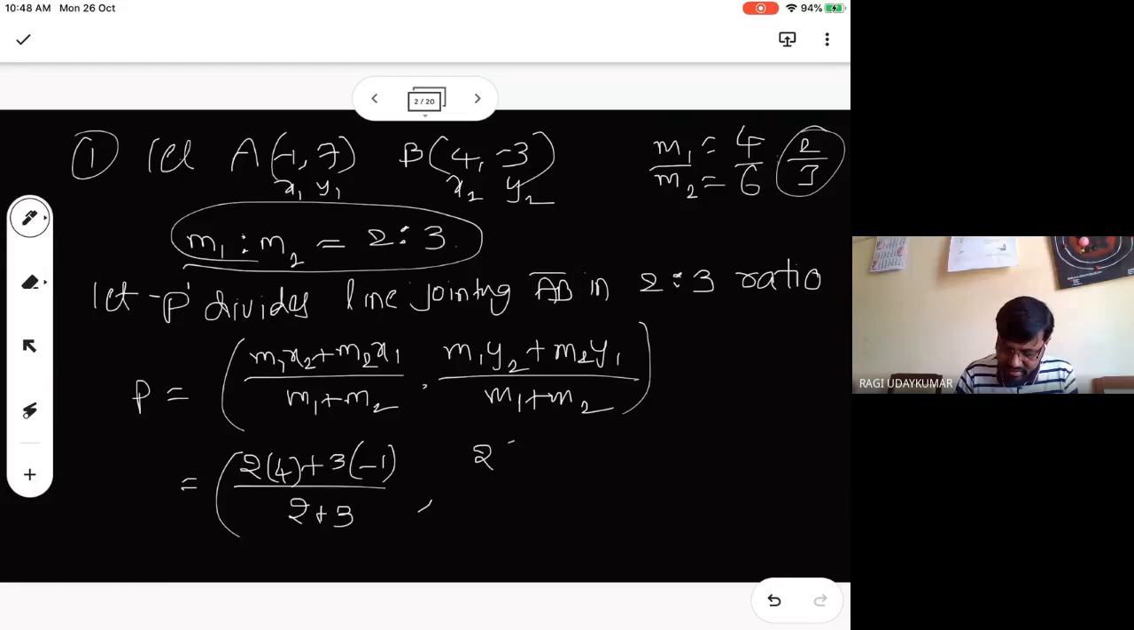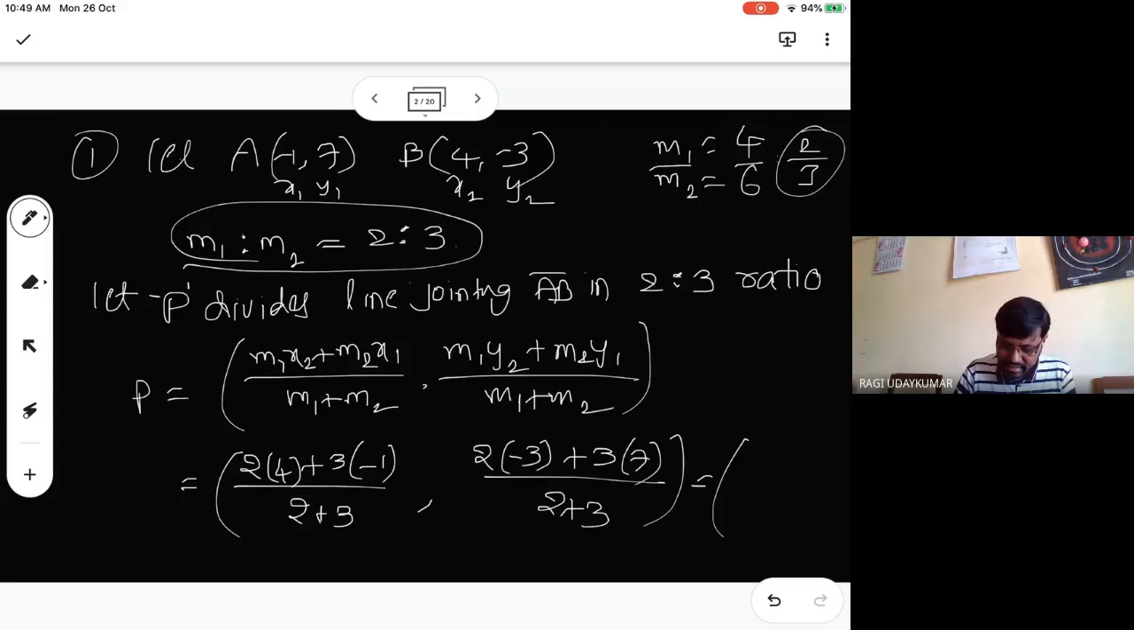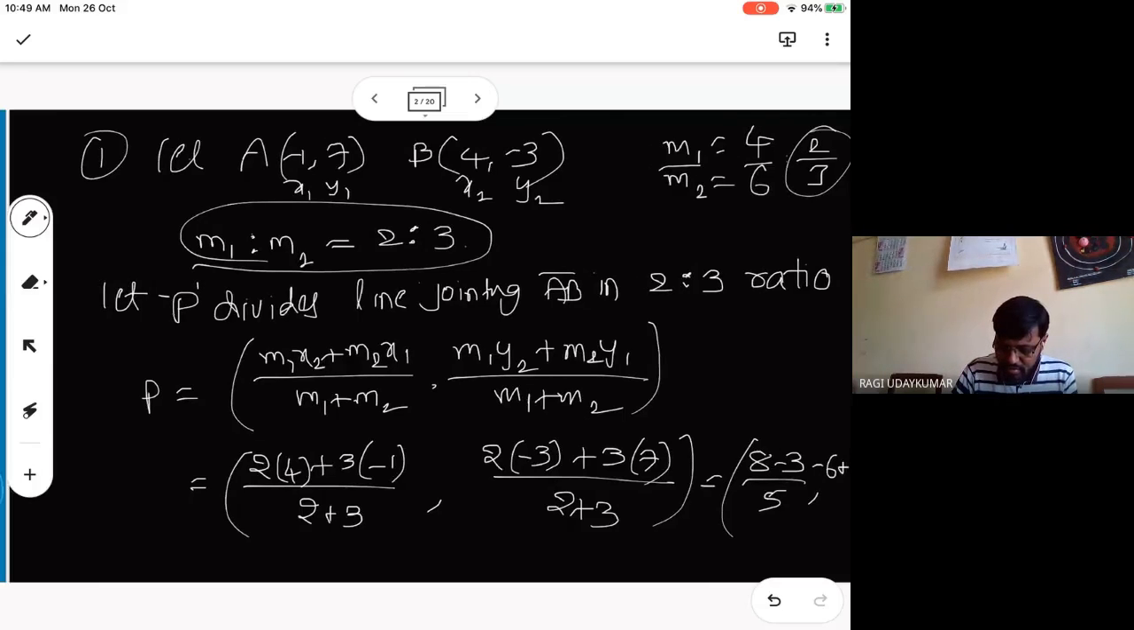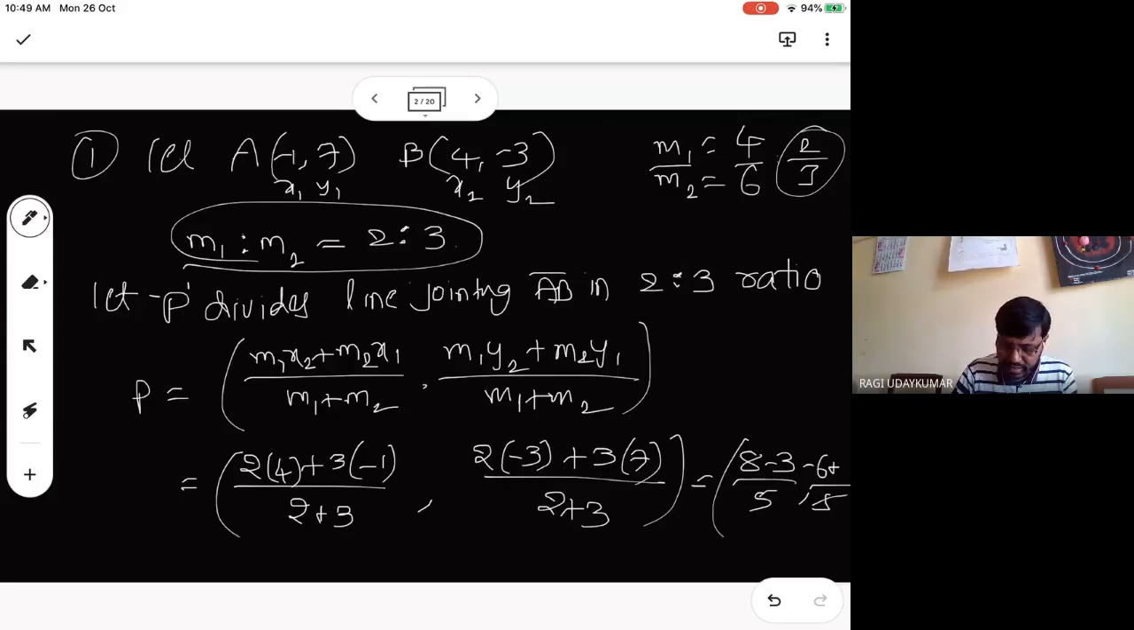So now what do you get? 2 by 2 minus 3 plus 3 into 7 by m1 plus m2. So 2 plus 3, you find this out. 8 minus 3 by 5 and minus 6, simplify, plus 21 by 5. Simplification is very simple, and that part I am leaving to you. So the point you get divides the line joining the two points in the ratio 2:3, as the ratio is given to you.